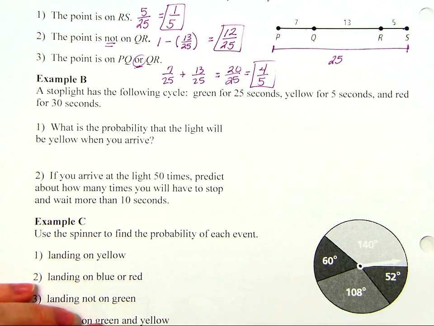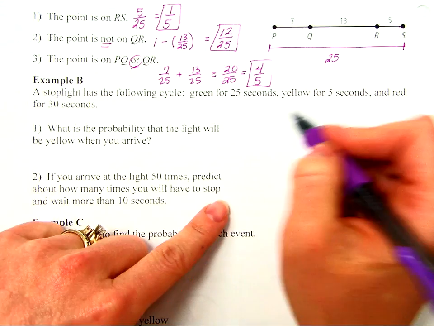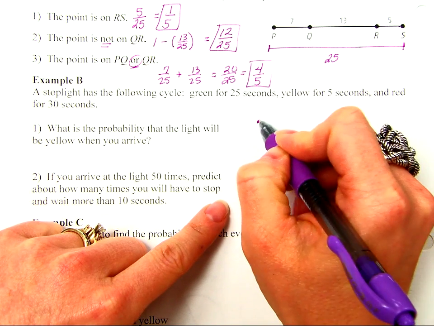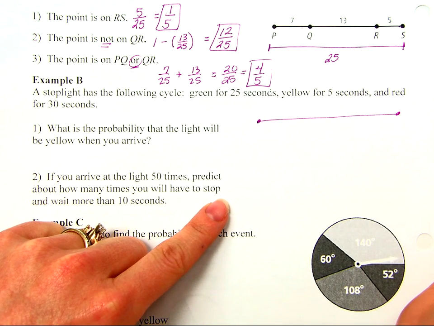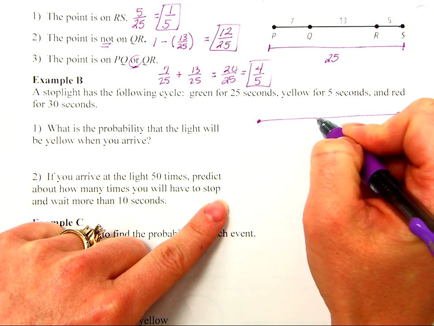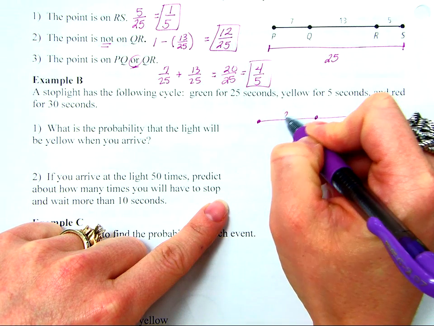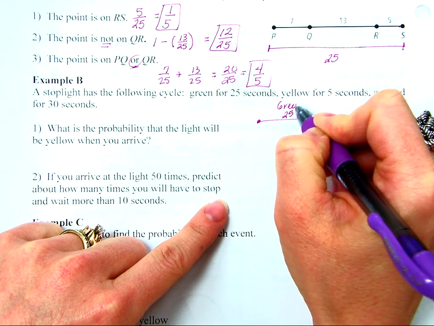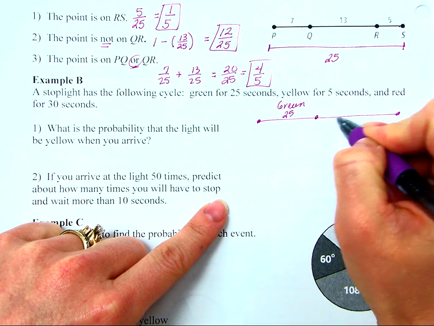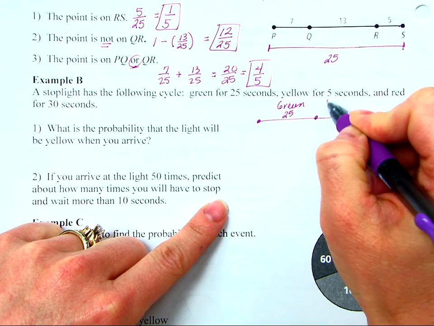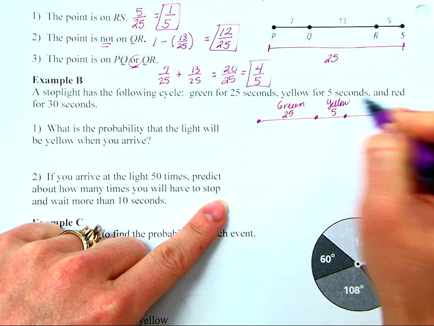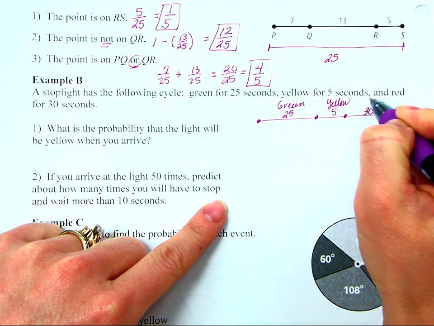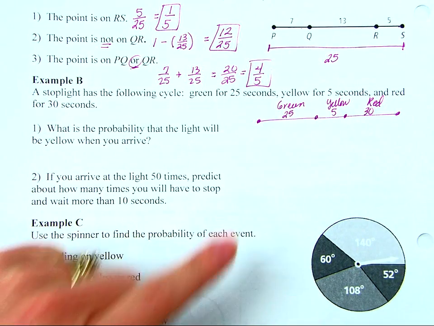Now, although not required, I do think in a question like this, sometimes it's helpful to sketch a diagram or a picture. So if I were to sketch this, we could sketch this on a line segment and kind of map out the light cycle. If it's green for 25 seconds, and 5 seconds for yellow, and then 30 seconds for red. Mine's going to look as so.